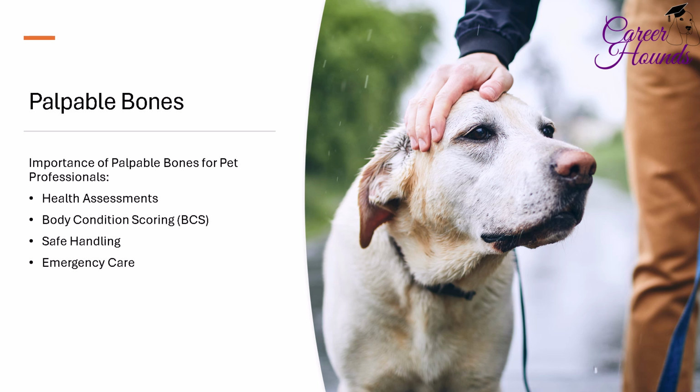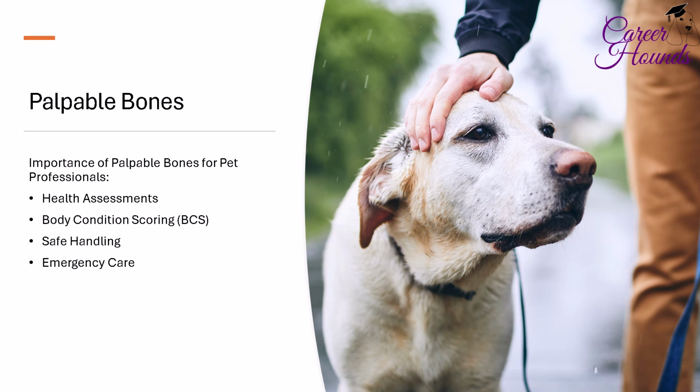Palpable bones are bones that can be felt through the skin because they are close to the surface of the body and not covered by thick layers of muscle or fat. In dogs, these bones are often used as landmarks for assessments, handling, or medical procedures. Examples include the mandible, ribs, sternum, vertebrae, and femur. Palpable bones are important to pet professionals for the following reasons.